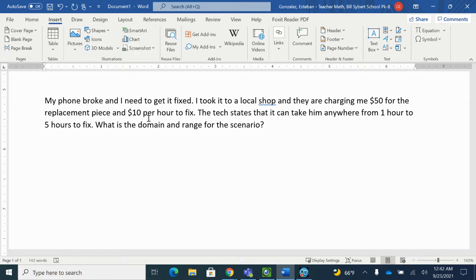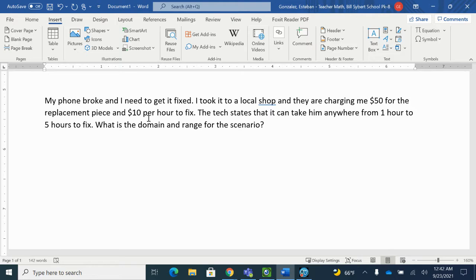I took the phone to a local shop and they're charging me $50 for the replacement piece and $10 per hour to fix. The tech states that it can take him anywhere from 1 hour to 5 hours to fix. What is the domain and range for the scenario? Now, this has multiple parts. Again, it is going back to understanding what you're reading.